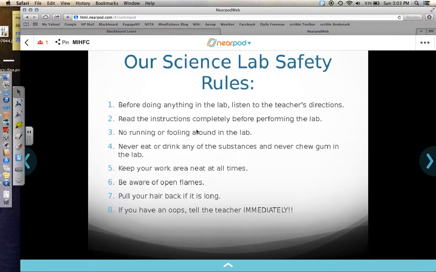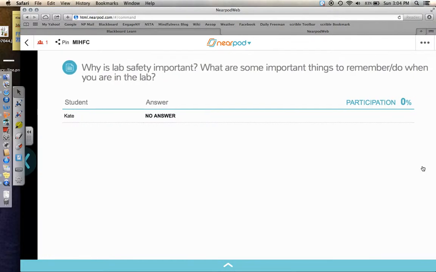So, our science lab safety rules. Before doing anything in the lab, listen to the teacher's directions, read the instructions completely, things like that. And that would obviously be posted in the classroom lab for the students to refer back to. It would be a good thing to do a quick review before each lesson, just to emphasize that safety is very important.